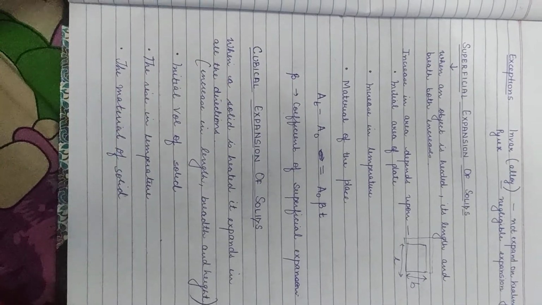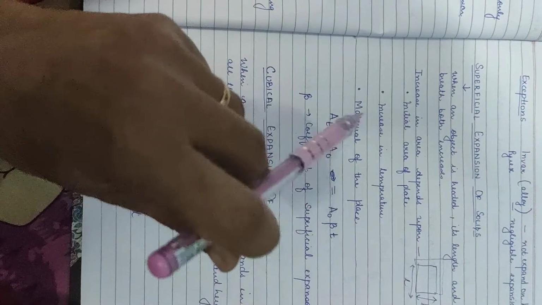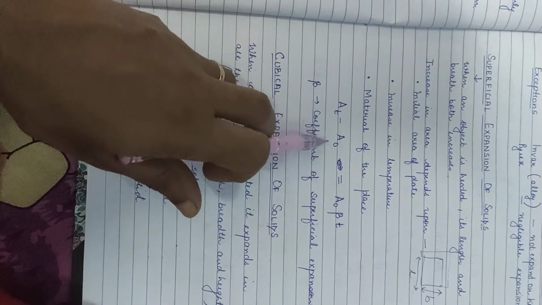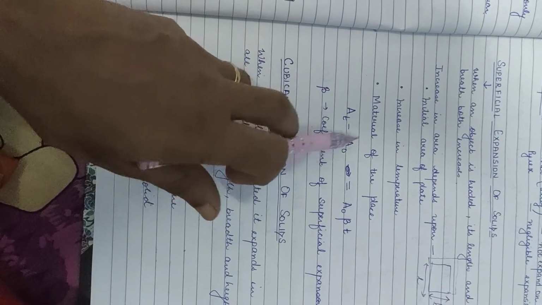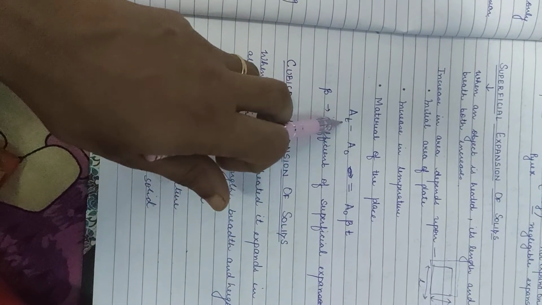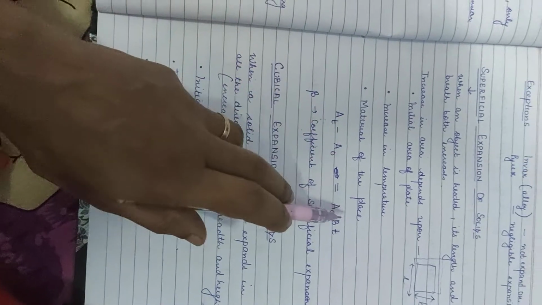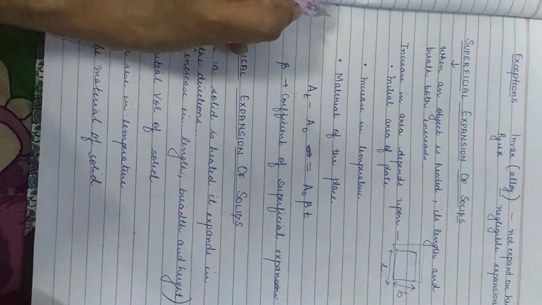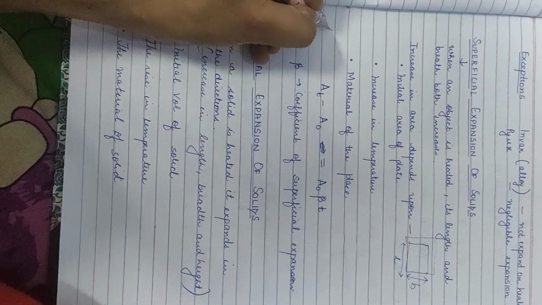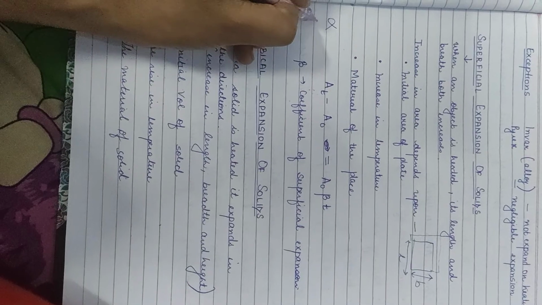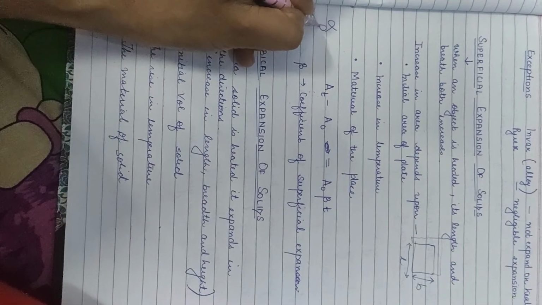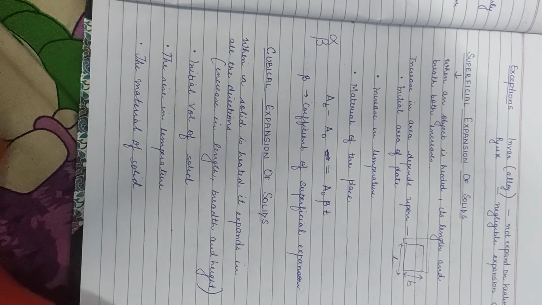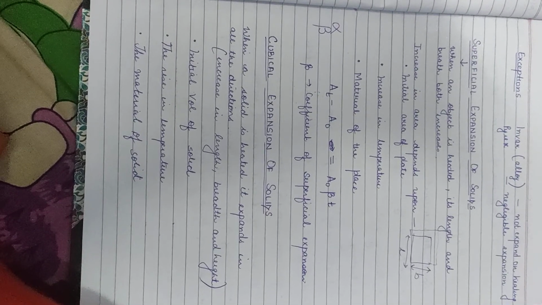Like the linear expansion there, here also we represent it: A naught is the area of a plate at 0 degrees Celsius. AT is the area of a plate at T degrees Celsius. Here beta is the coefficient of superficial expansion. Alpha is written like this; how to write beta? A long line, beta. This is the coefficient of superficial expansion.